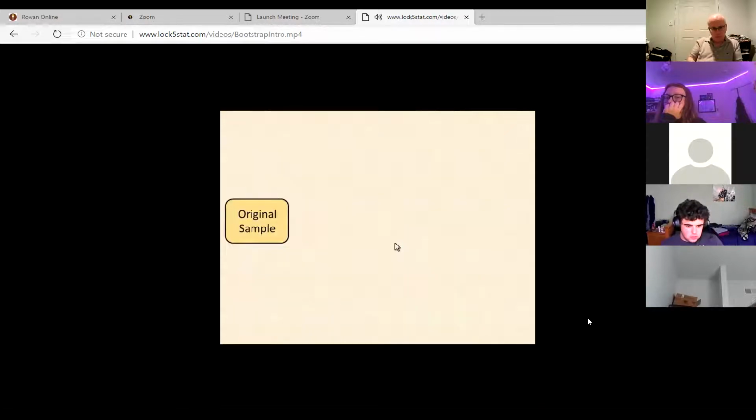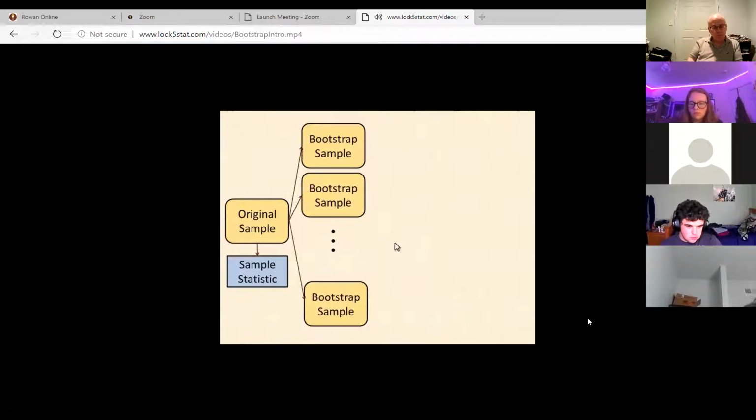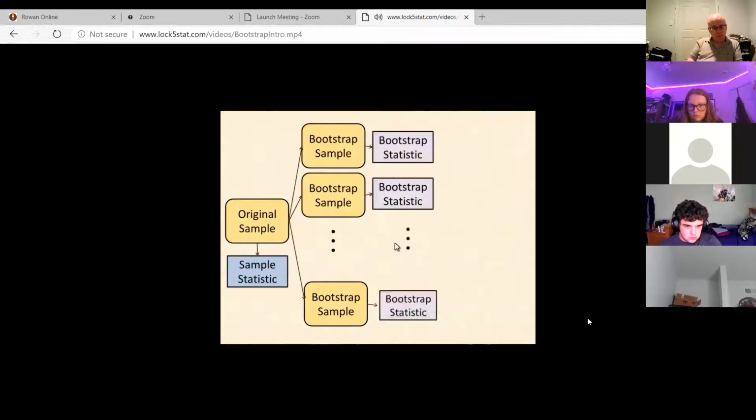So here's the idea. We have our original sample, and from that we compute some sample statistic that we're interested in. From the original sample, we construct many, many, many bootstrap samples, doing this over and over again. We compute the bootstrap statistics, same statistic as the sample statistic, over and over again, and we gather all of those into what we call the bootstrap distribution.